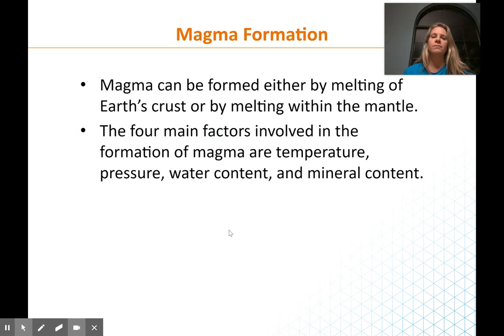All right, so magma can be formed by melting rock, and that could be either the crust melting or it melting inside the mantle. The four main things that involve the melting of rock would be temperature, pressure. The higher the pressure, the lower the melting temperature. Water content, same thing here. The more water you have, the lower the melting temperature. That means ocean crust contains a lot of water, and as it melts, it melts at a lower temperature than just normal crust.